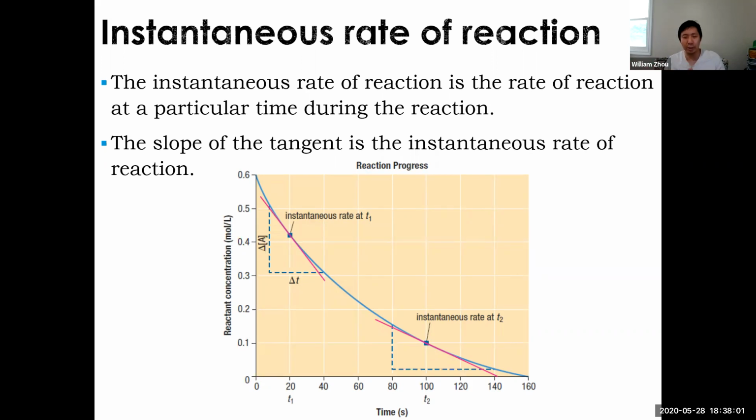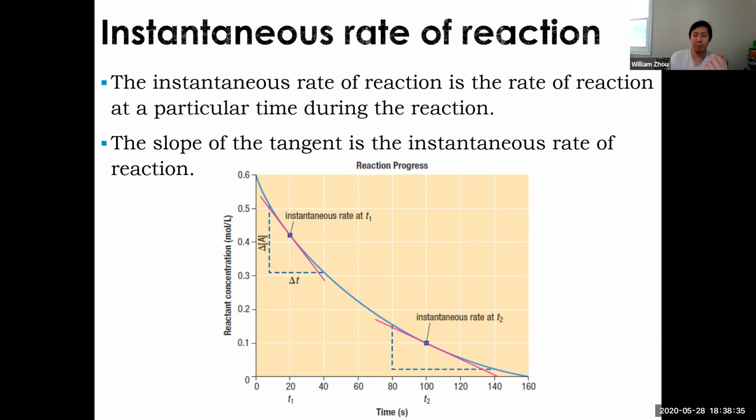reaction at a particular time during the reaction, at one particular time. Average rate of change is between 2 time periods, so it's an interval. But this one is 1 moment. And how to determine instantaneous rate of reaction? Well, if you just draw a dot at that time period, and you manage to draw a tangent to your curve, you can calculate the slope of that tangent. And that will give you the instantaneous rate of change.